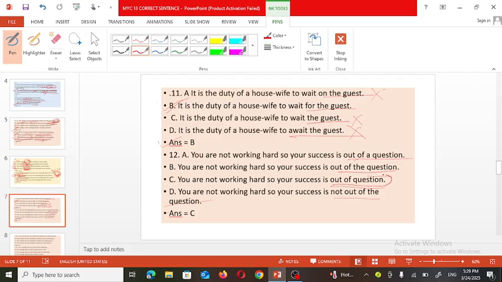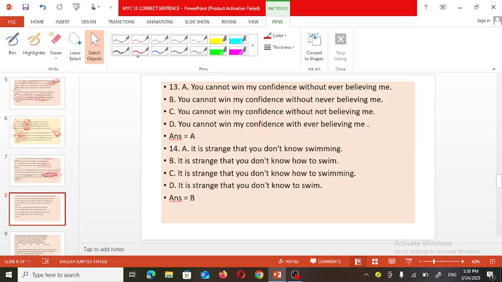Out of question is the proverb, meaning not possible or impractical. So when you are not working hard, your success is impractical. And that's why option C is the correct option, and the others are incorrect. So here option C is the most suitable example. Now see the next one.